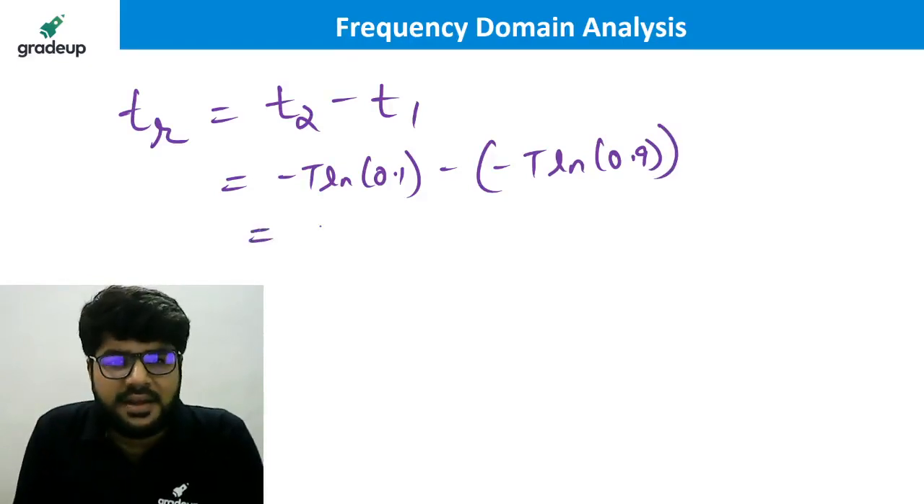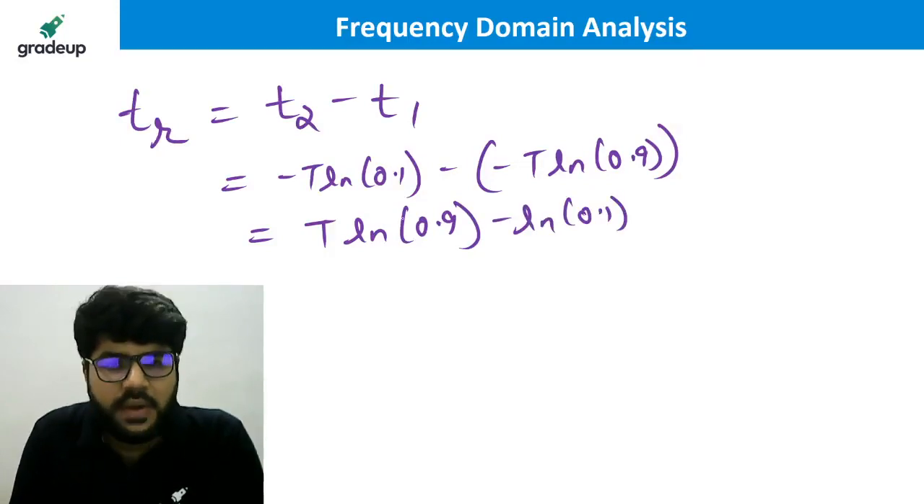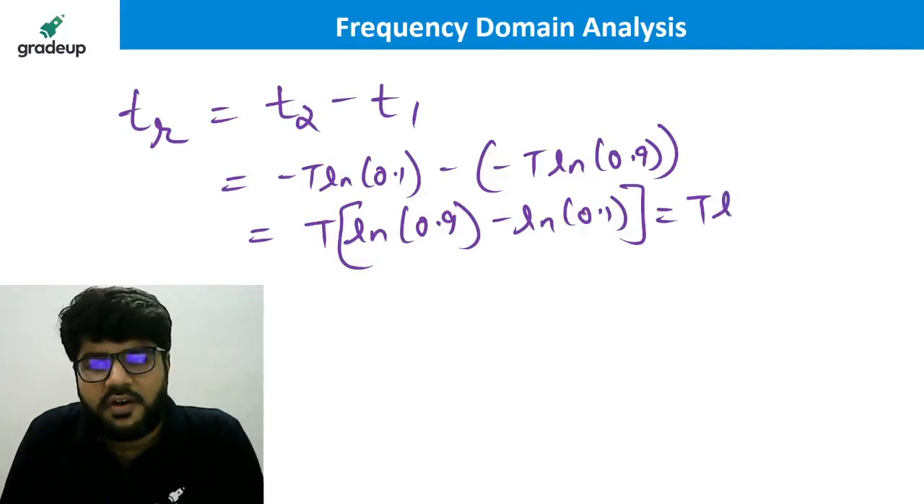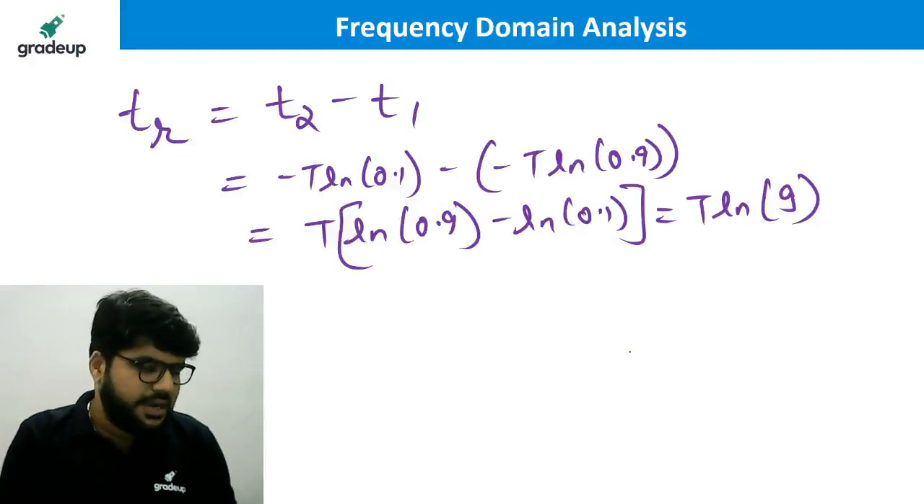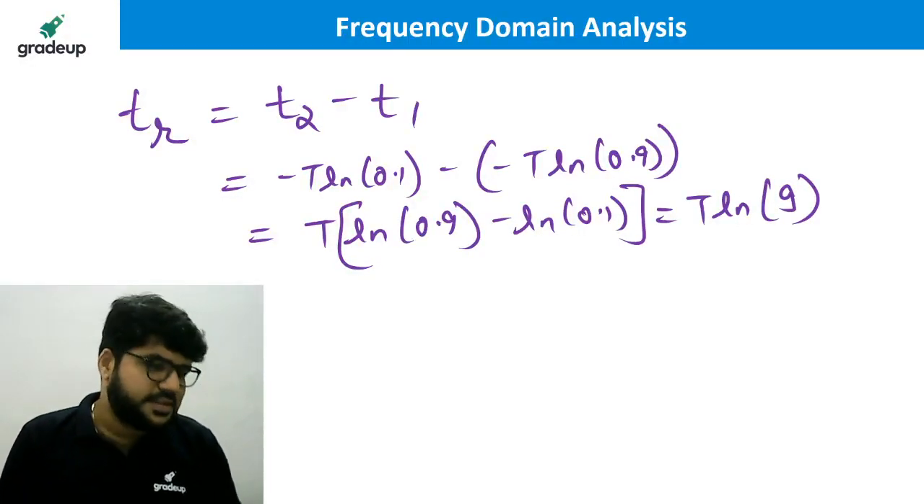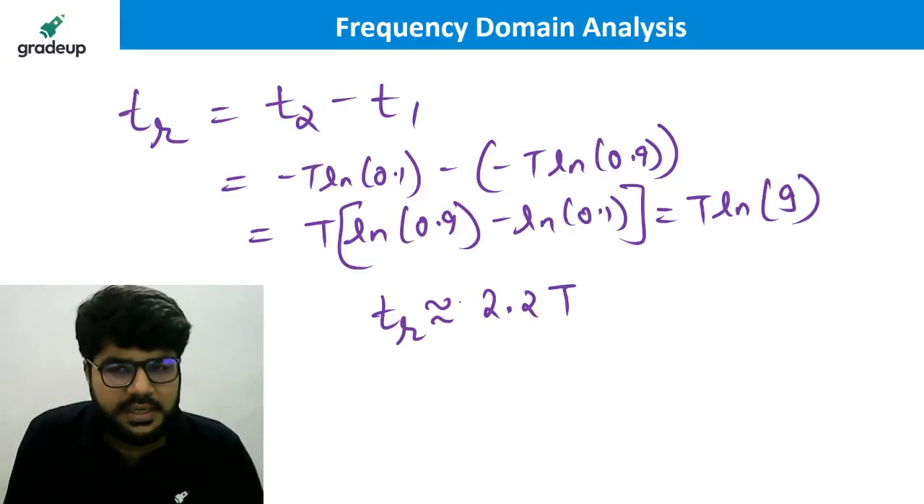And you get t times ln 0.9 minus ln 0.1. What is log a minus log b? It is equal to log of a by b. So t log of 0.9 by 0.1. Use your calculators to get the expected result, 2.19, which is approximately taken as 2.2 t.